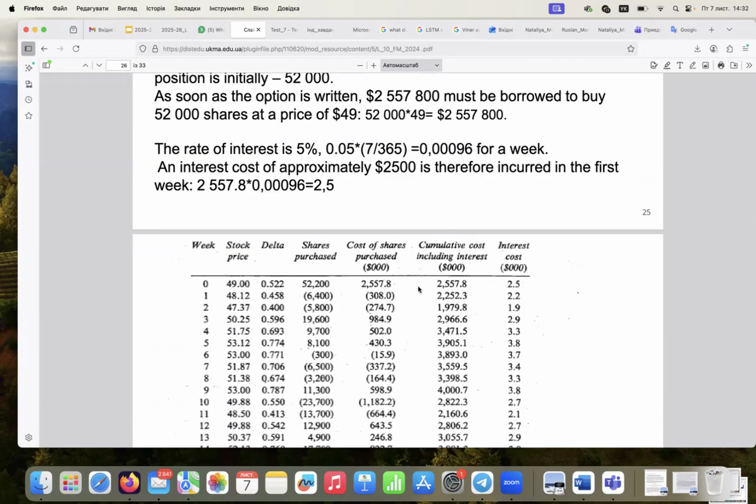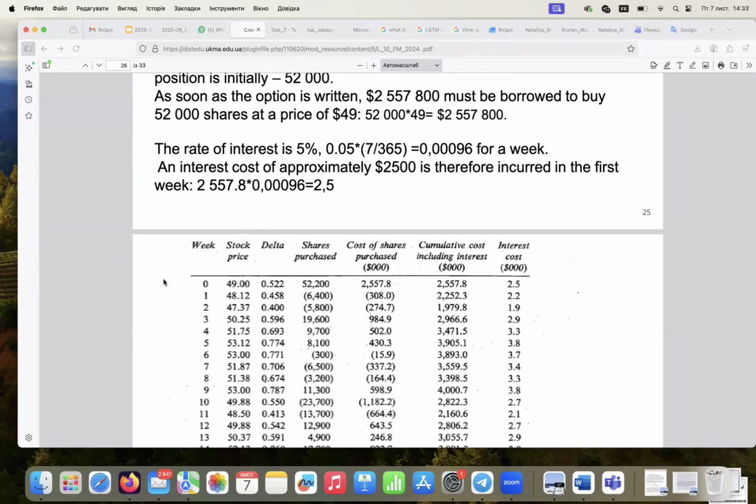Okay, so today on the Nasdaq side, you see the stock price is 49. We compute delta, and according to delta, we bought these shares. The common sum is amount times price, and all this amount is our debt. So at the end of the week we need to pay this sum.